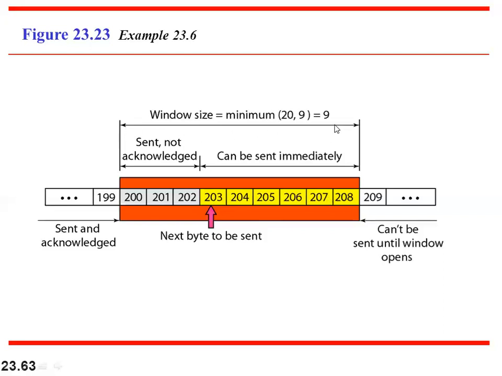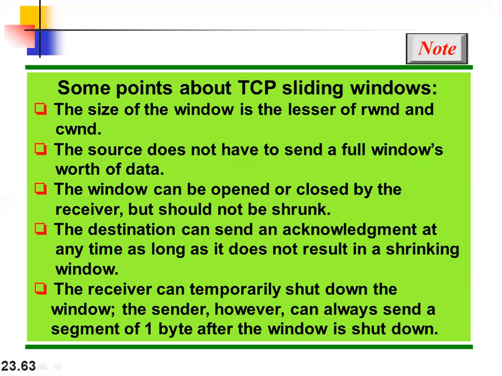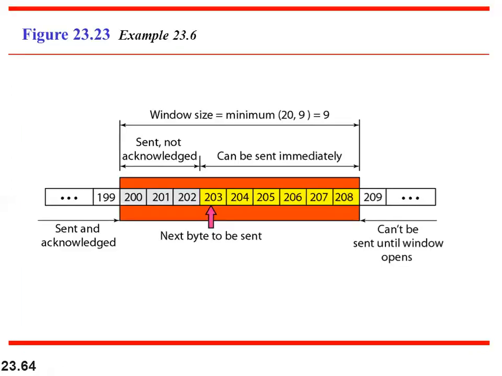Now, what is the window size? Let us say the congestion window size is 20 bytes and the receiver window size is 9 bytes, which means the window size is the minimum of 20 and 9, which is 9. So it covers 9 bytes. Some points to remember: the size of the window is the lesser of the receiver window and the congestion window. The sender does not have to send full windows, that is, bytes 200 to 208 need not be transmitted simultaneously.